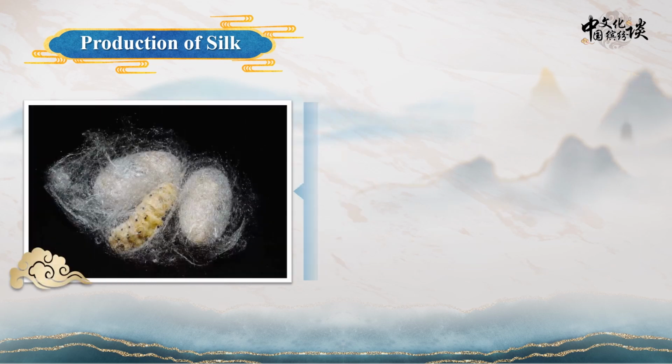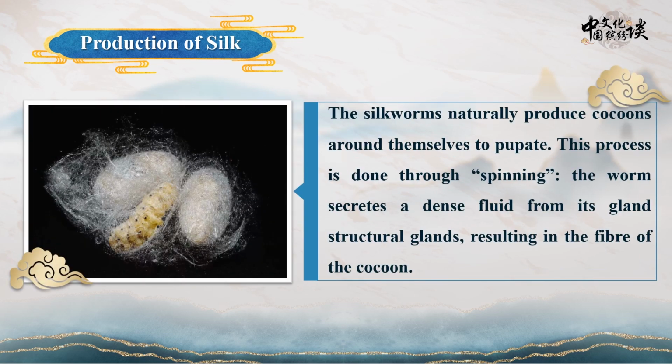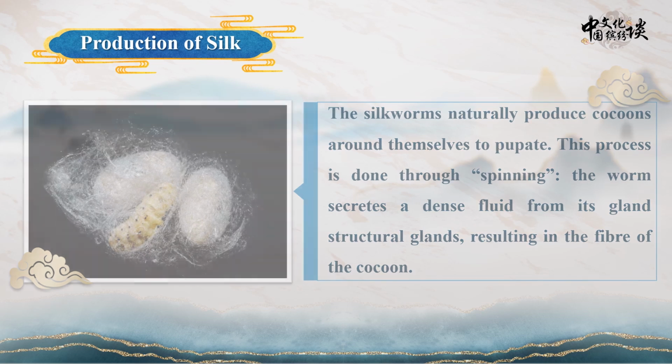Second, the silkworms naturally produce cocoons around themselves to pupate. This process is done through spinning. The worm secretes a dense fluid from its structural glands, resulting in the fiber of the cocoon.